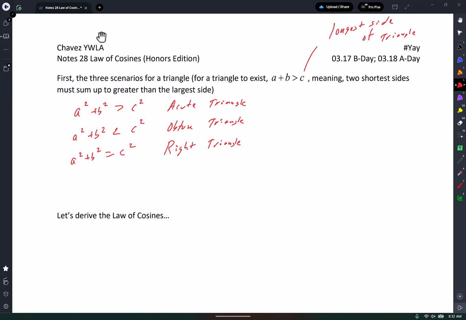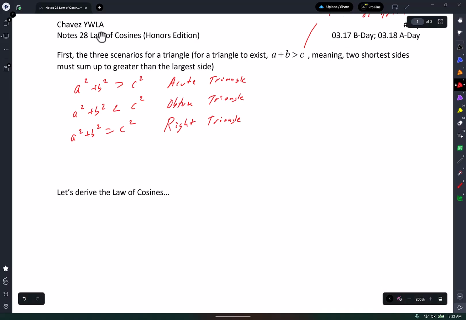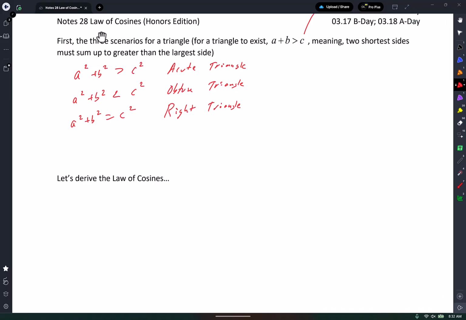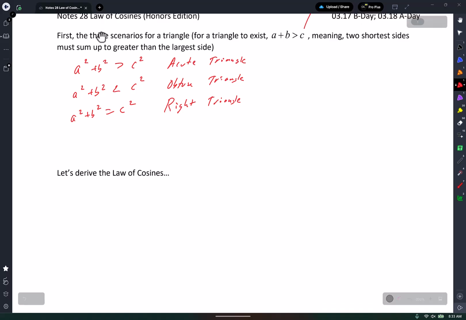We're just going to be talking about triangles that are not right triangles. And why do we use the law of cosines? What is the law of cosines? It's just a way to solve for a side, the length of a segment of a triangle.